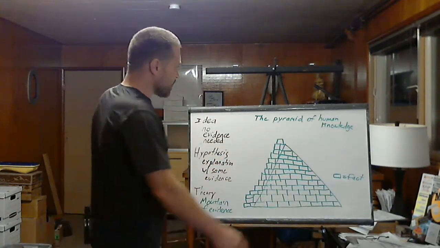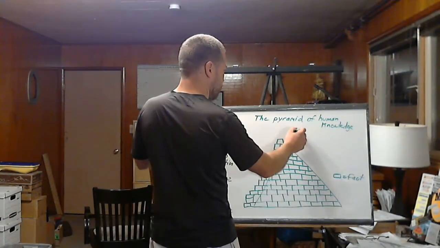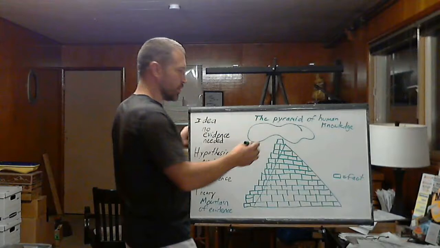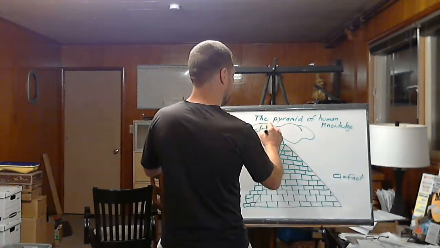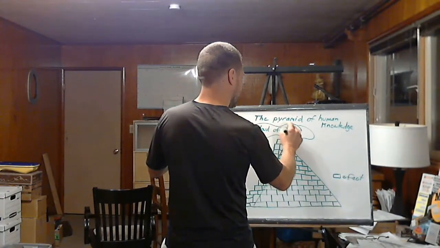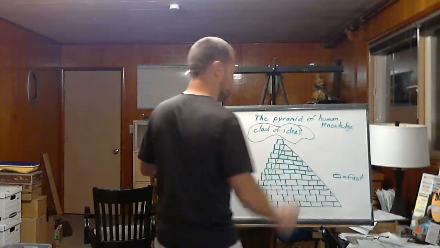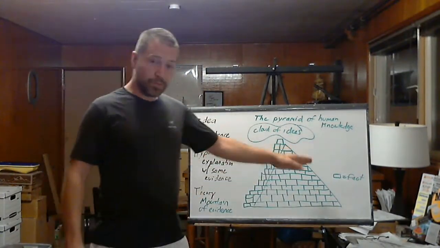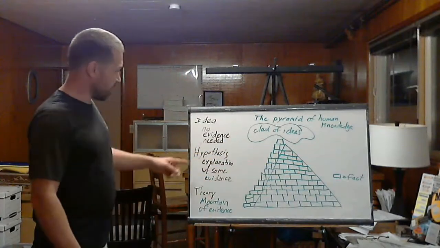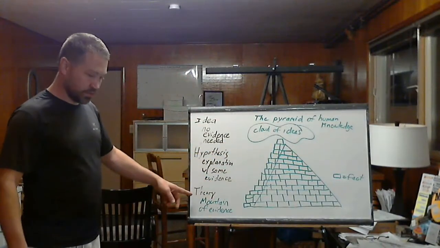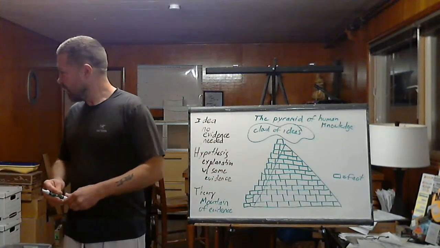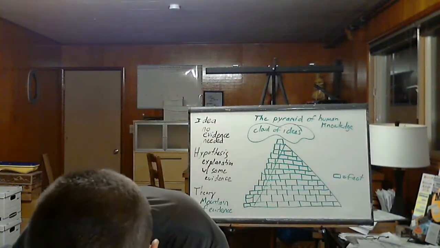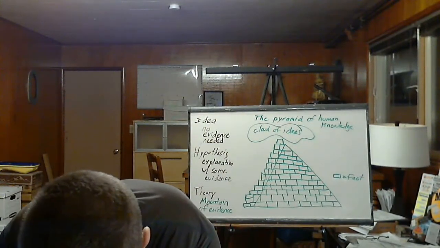Okay, and then up here at the top of the pyramid, nobody knows quite what's in here. We're going to call this the cloud of ideas. Okay, so if each brick is a fact, then how do we represent a hypothesis or a theory? Now, it'd be nice if I had lots of colors of pens here, but I at least have two colors.